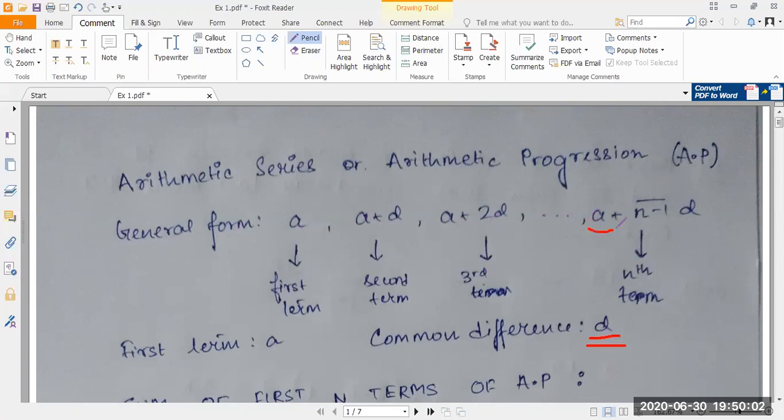You might be guessing how we are getting this nth term. So what happens is, if you note, in the first term, there is no d term. In the second term, the coefficient of d is essentially 1. In the third term, the coefficient of d is 2. So for the nth term, we'll have the coefficient of d to be n minus 1.